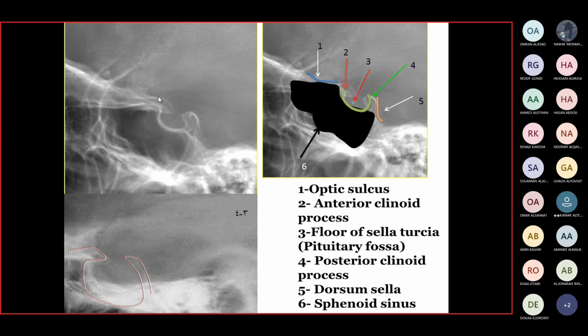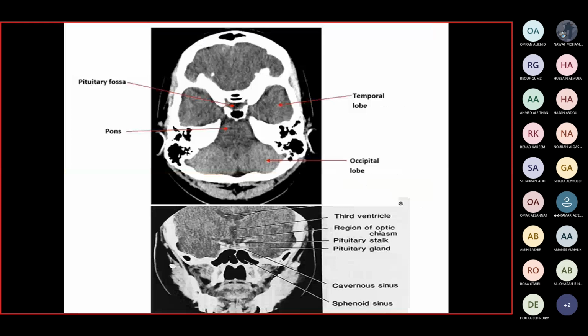Also, this is the pituitary hypophyseal fossa, or the area of the pituitary gland, with the same anatomy. Floor of the sella turcica or pituitary fossa. This is the pituitary fossa. This is the floor of the pituitary fossa. The posterior clinoid process and anterior clinoid process and dorsum sellae. So this is a magnified image to demonstrate the anatomy of the sella turcica.